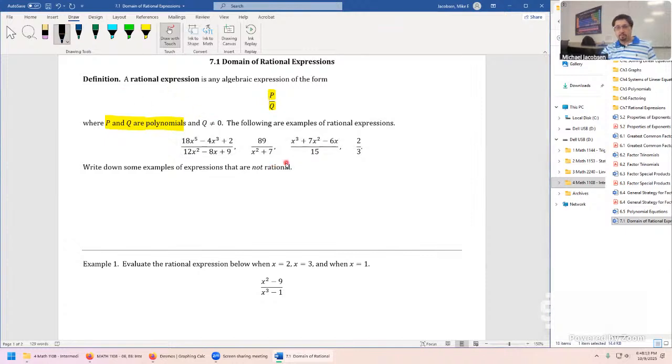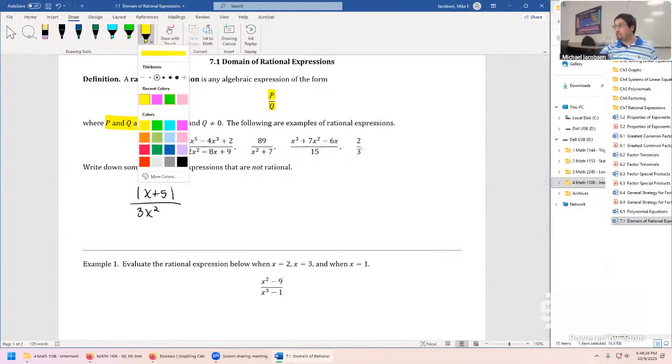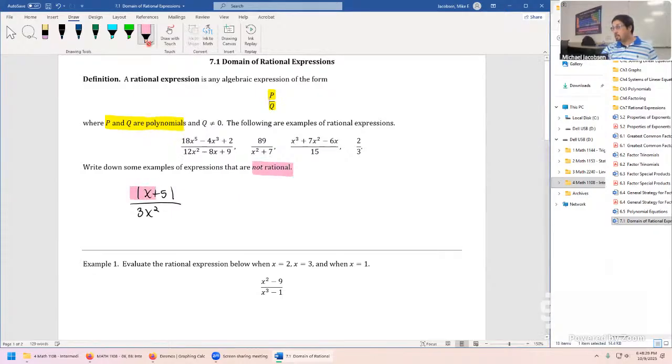Something that's not rational would be something along these lines. Absolute value of x plus 5 over 3x squared. The problem here is the x plus 5 made it not rational when it's placed in an absolute value. So this one is not a rational expression. Likewise, something that's not rational could be 4x squared minus 7x. So far, so good, everything's fine. But it's no longer rational when we put in the cube root of 8 minus x. So we can't have expressions like these either, cube roots of things. This would make it non-rational at the same time.